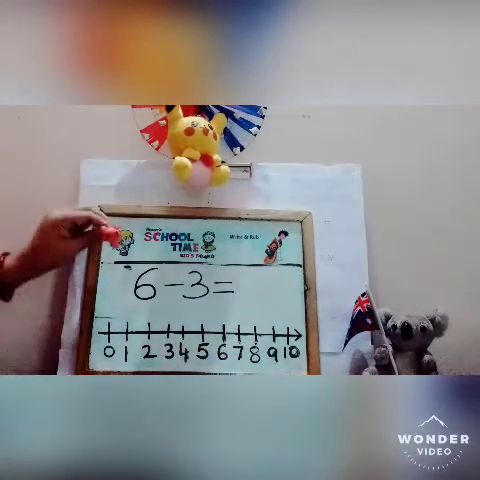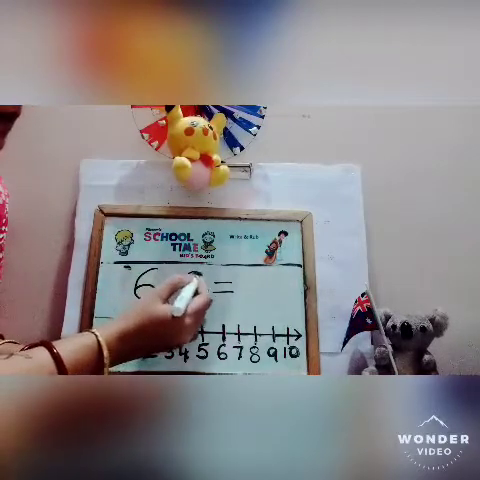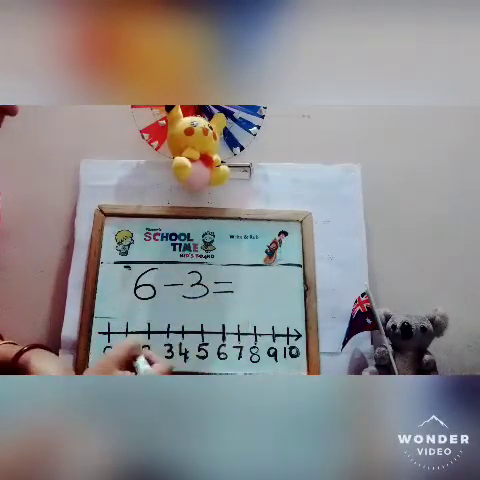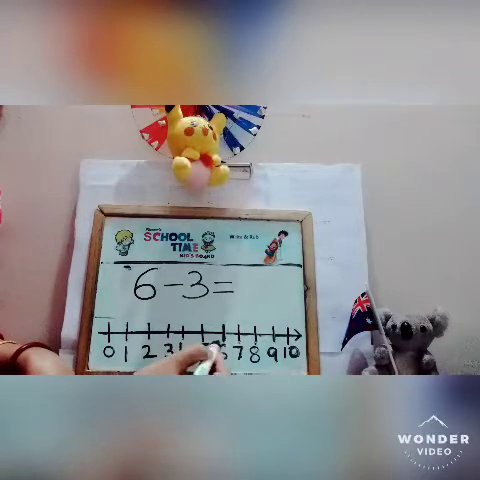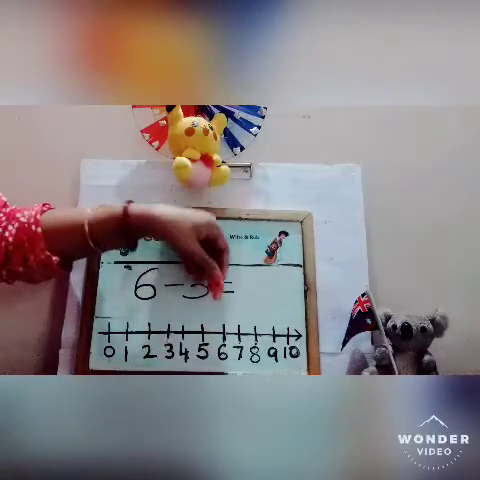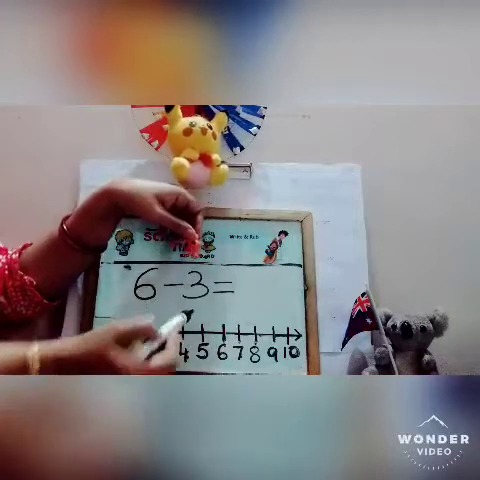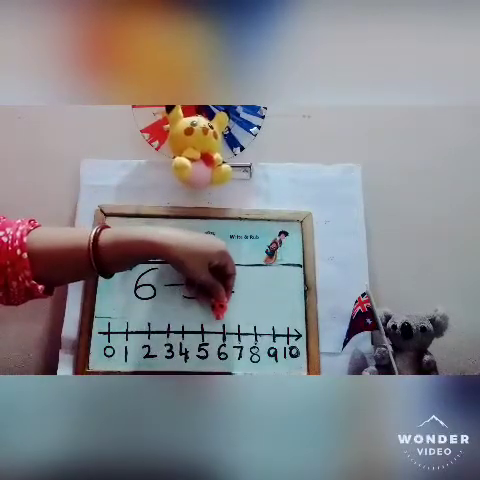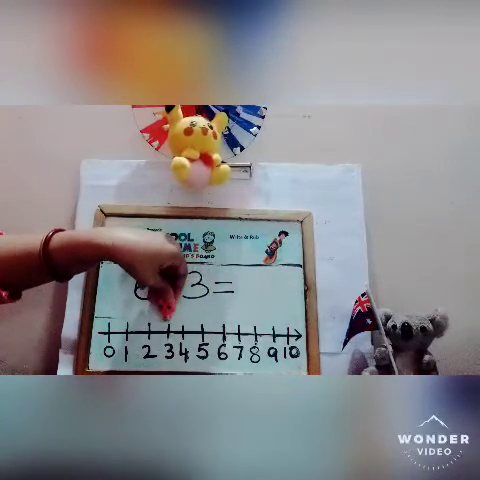Now here comes 6. Which number is here? 6. 6 minus 3 equal to what? So where is 6? 1, 2, 3, 4, 5. Here it is. 6 is here. Then where will she jump backward? How many numbers are there? Which number is written here? 3. 3 times she will go backward. 1, 2 and 3. Okay.